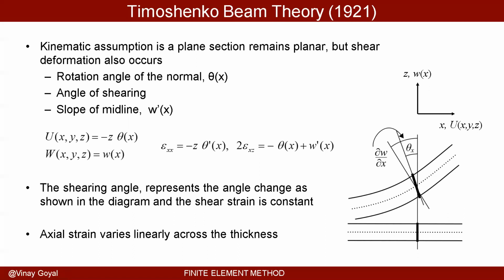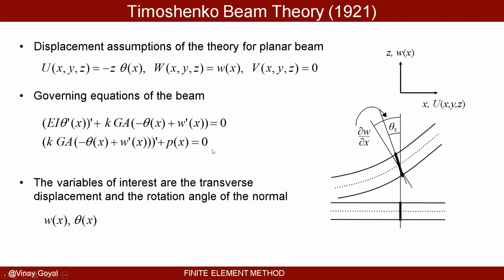I can recover the Euler-Bernoulli beam by setting this equal to 0. If I set this equal to 0, I can solve for theta x, which gives W prime, and then plug it back in here to get W double prime. The displacement assumptions that you have here result in these governing equations.